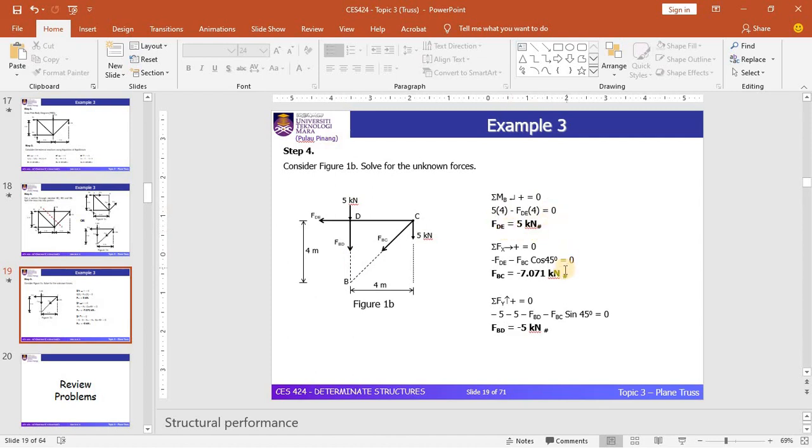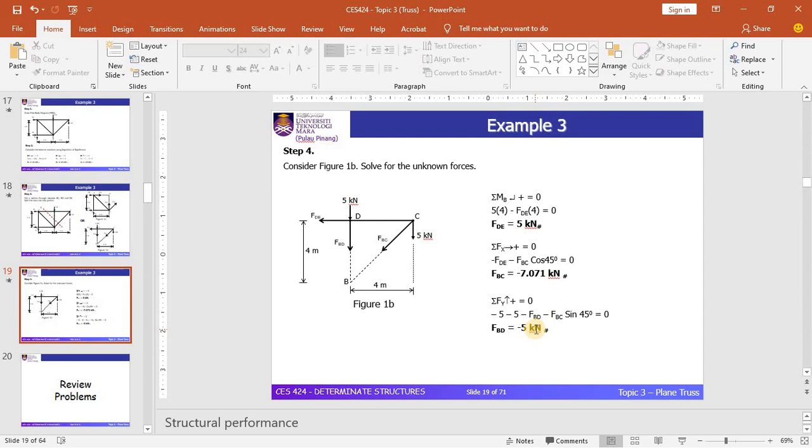You can proceed to the next step by considering the summation of forces in the horizontal equal to 0. We have negative FDE to the left, and negative FBC cos 45 to the left as well. Here you can solve for FBC, since FDE has been calculated in the previous step. FBC is equal to negative 7.071 kN. In the last step, you solve for FBD by considering the summation of forces in the vertical. FBD is equal to negative 5 kN.